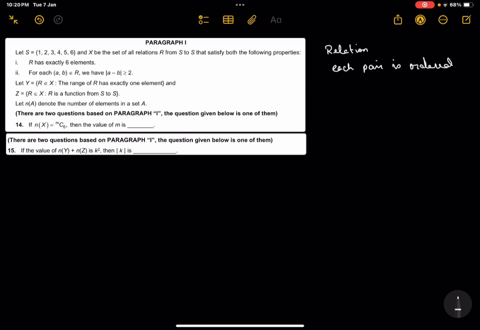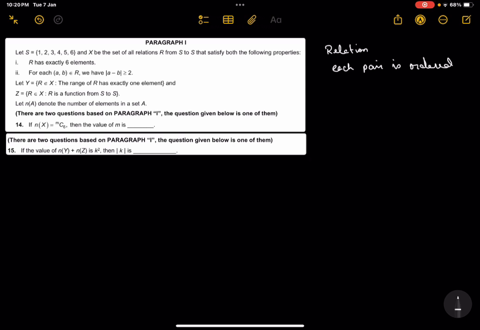So we have the set of all relations R from S to S such that R has exactly 6 elements, and for each pair to be related under R, any R in the set X, the modulus of A minus B should be greater than or equal to 2. So first we'll check which different pairs of numbers from S can be related to each other under the second constraint.